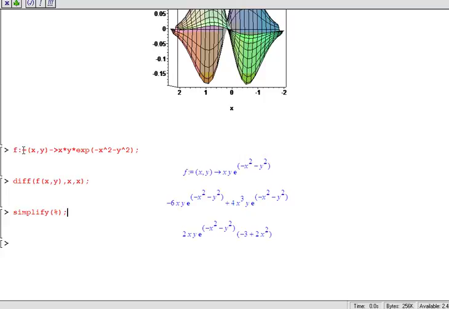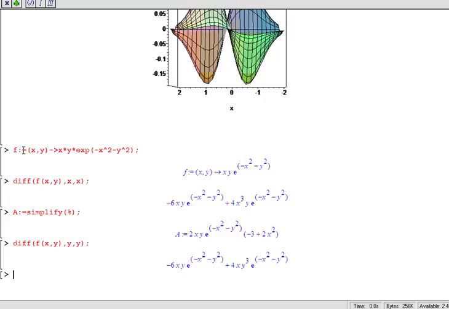So let's call that, just because I'm going to use this to find capital D, let's call this A. And let's do with respect to y. And let's call that b when we simplify it.